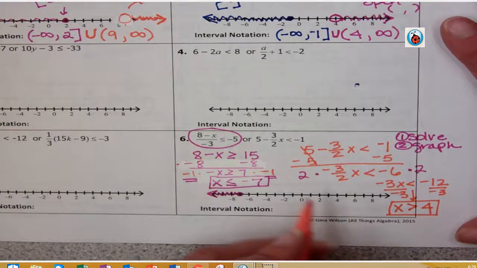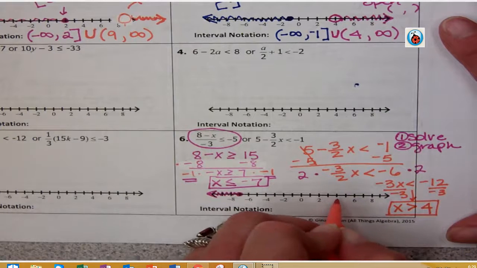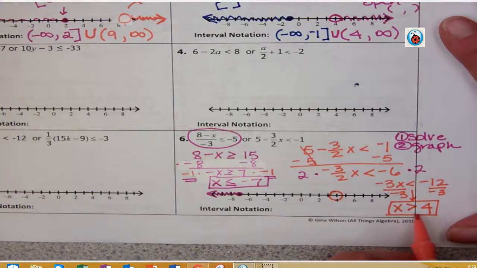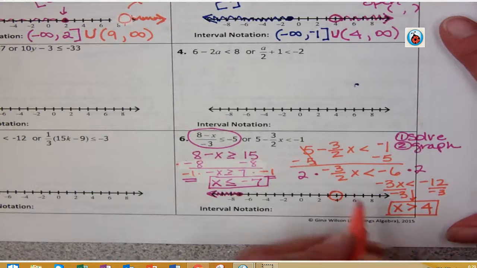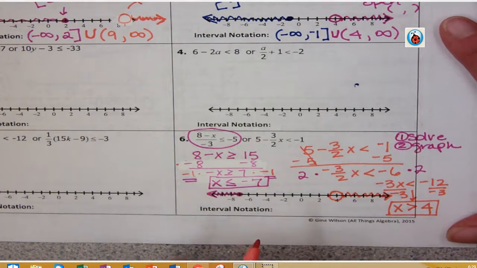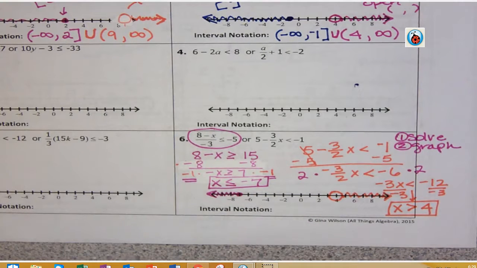So then I come over to my number line, and I'm going to come up to 4, but I'm going to use an open circle because there's no equal to sign under there, and x is going to be all the numbers bigger than that. Okay? Hopefully that helps.